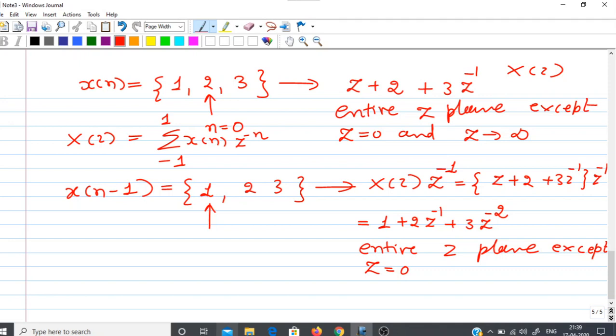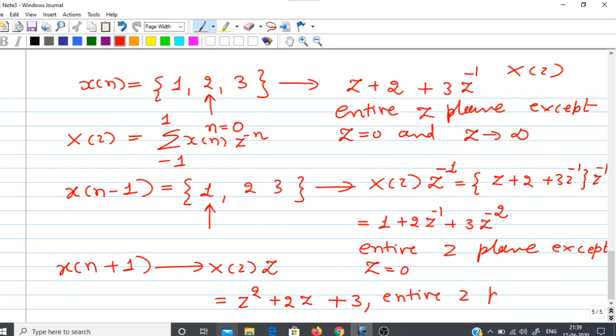Now, similarly, if I ask what would be the Z transform of x(n plus 1)? It would be X(z), this time multiplied by z. So what it would be? It would be z square plus 2z plus 3. And if now I ask what is the ROC? Again, the ROC is the entire z plane, but there is an exclusion of one point, z tending to infinity.